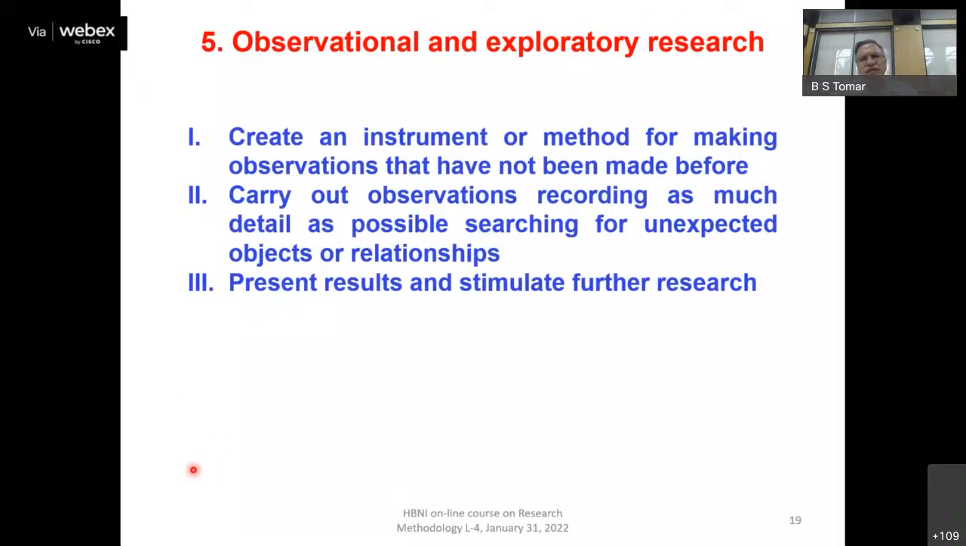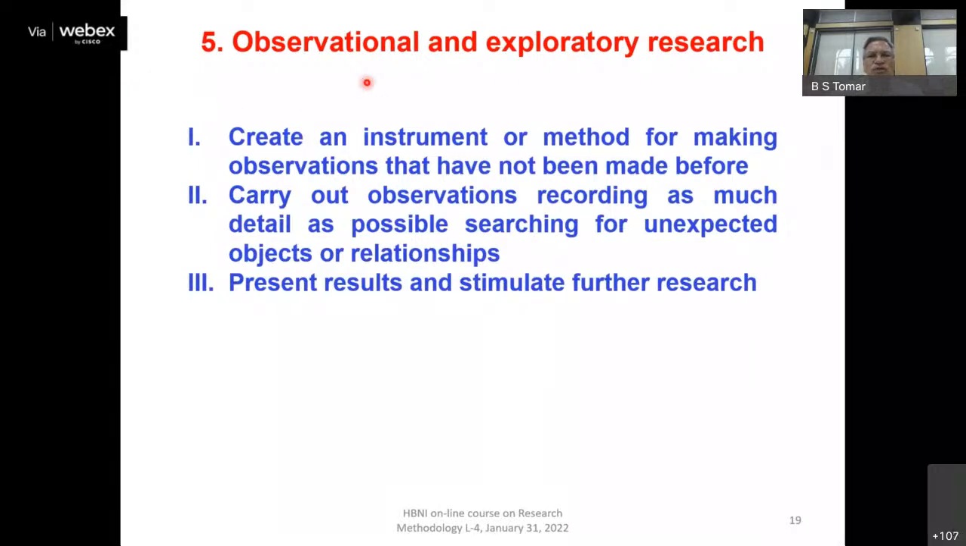Then we have certain research called observational and explorative research, which also leads to new knowledge. Any research leads to new knowledge, and it will definitely be very, very useful to mankind at some point of time. But some of the research actually is for fun also. We'll see an example of that.